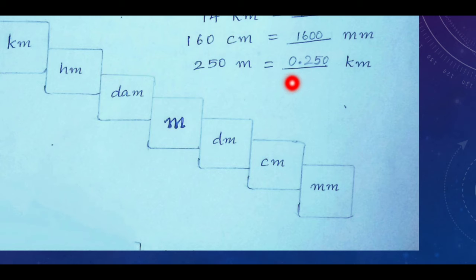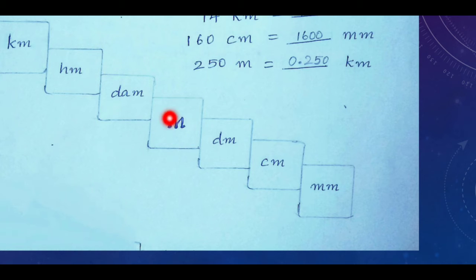250 meter is equal to dash kilometer. So you have to consider the boxes from meter to kilometer. Meter is a smaller unit when comparing with kilometer. So we are converting from smaller unit to larger unit. What we have to do? We have to divide each step by 10, or we have to move the decimal point, one decimal point for each step, towards left side. Let us see.